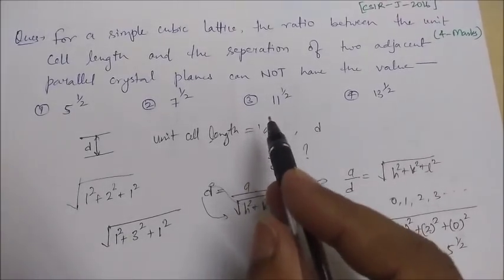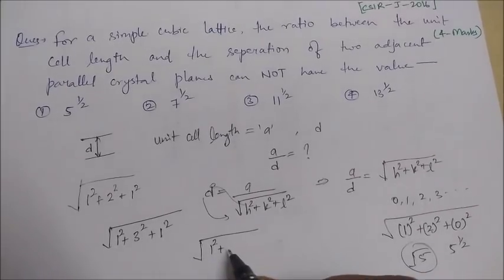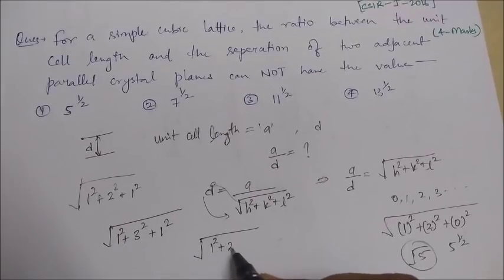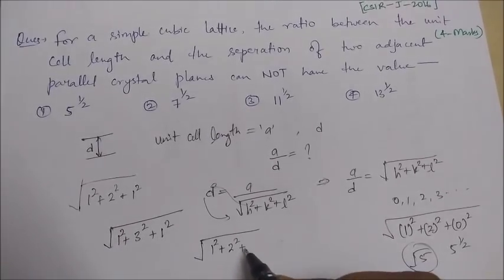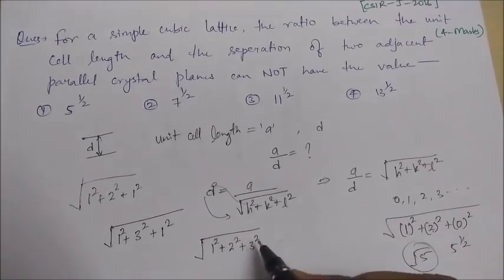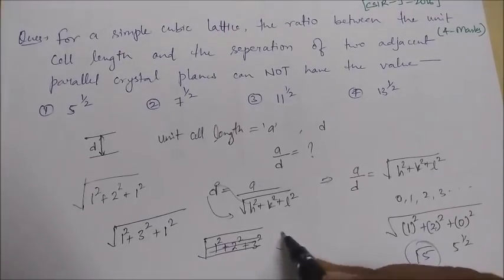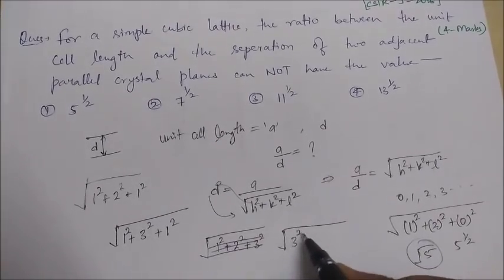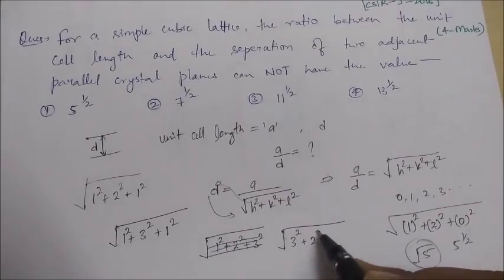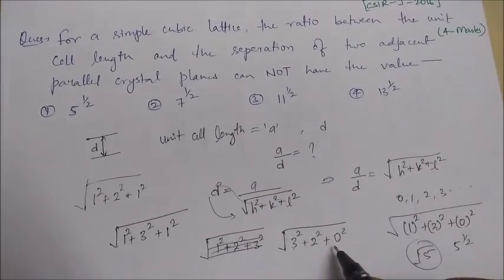For getting 13, see how you will get 13. Take 1² plus 2², this will be 5, and then 3², so 9 plus 5 will give you 14. No, this cannot be the true value. See how you will get it: use 3², that will give you 9, and 9 plus 4 gives 13. So 2² will give you 4 plus 0. So 3, 2 and 0 are the values of h, k, l that can give you 13.